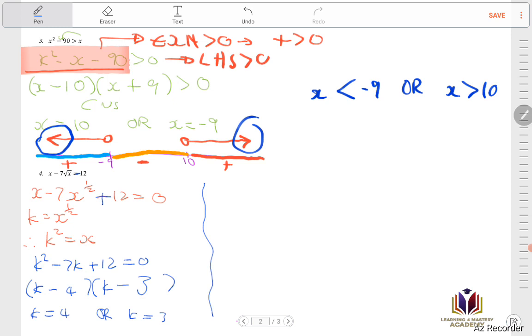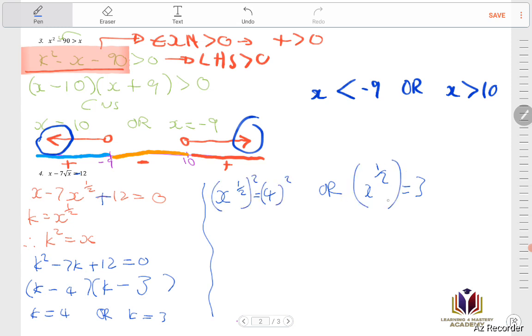We then have to work out the values of x. Remember, what did we say? We said k is equal to x. So we're going to have x^(1/2) equals 4. On the other side, we have x^(1/2) equals 3, right? Then we can apply the reciprocal, or we can just square both sides. I think that should work.